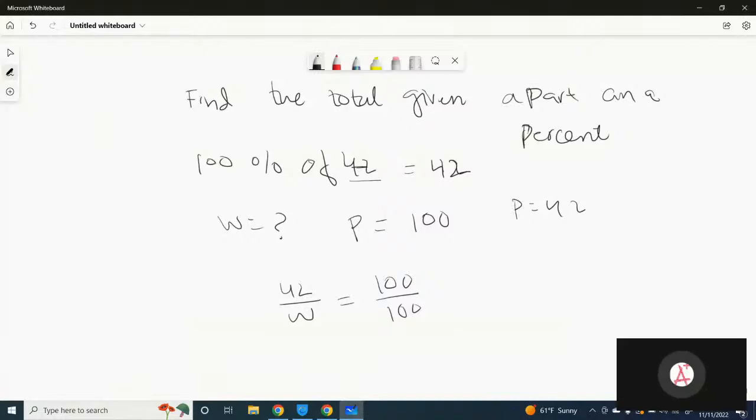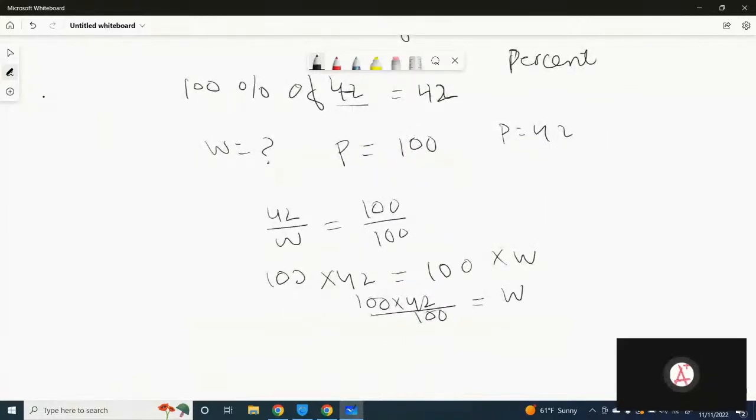Got it? Let's just do cross multiplication. It would be 100 times 42 and 100 times the whole number. So whole number equals 100 times 42 over 100. So 100 and 100 cancel out each other and we are left with 42. That means 100% of 42 is 42. Got it? Okay, let's just do another example.